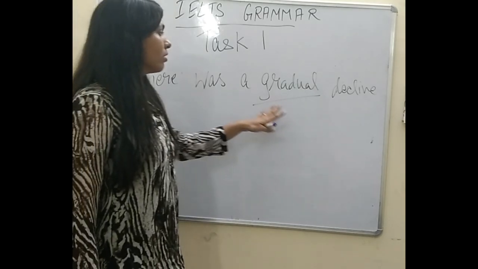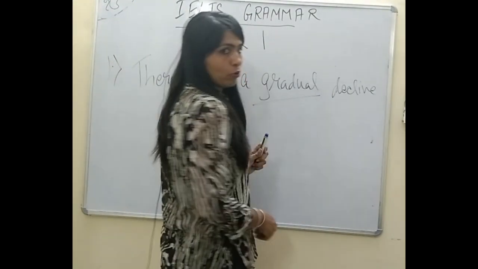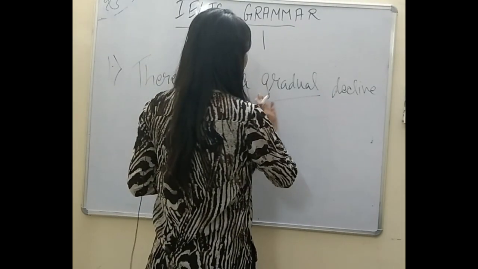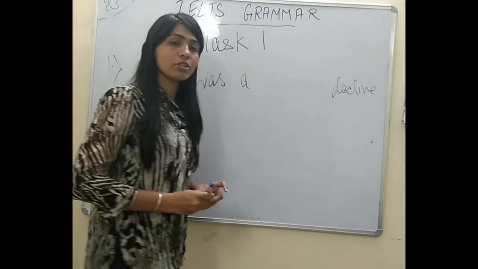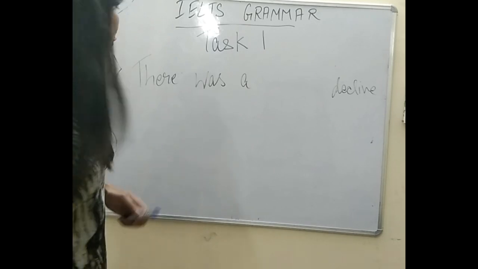There was a gradual decline. Gradual is an adjective and this is a noun. Gradual should come before the noun. But most of the students mention gradual after decline. So this is wrong. This is the grammar rule. They have to use the adjective before the noun.